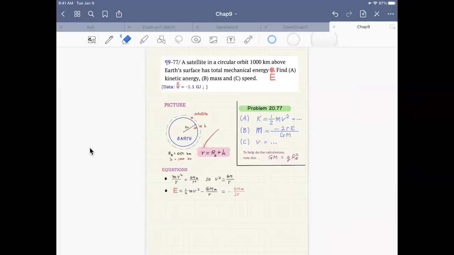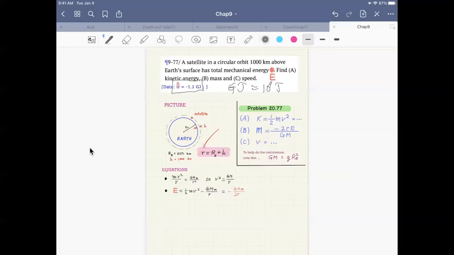A satellite is in a circular orbit 1,000 kilometers above the Earth's surface, and it has a total mechanical energy, E. What's its kinetic energy? What's its mass? And what's its speed? And what information are you given? The total energy. Total energy is minus 1.1 gigajoules. A gigajoule is 10 to the 9th joules.